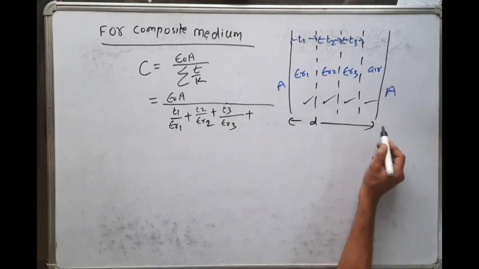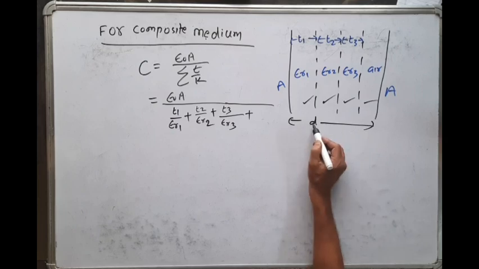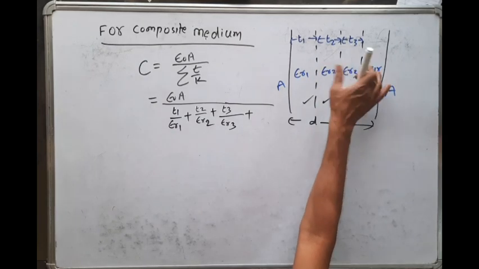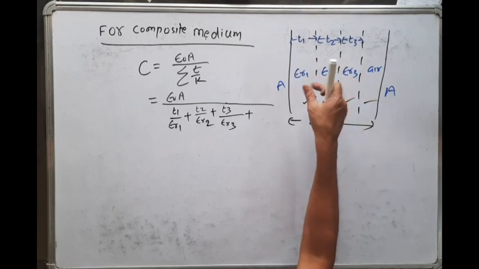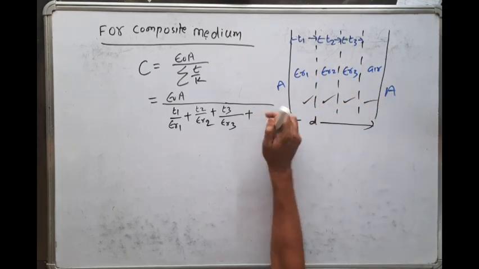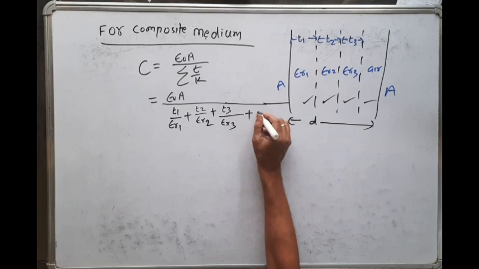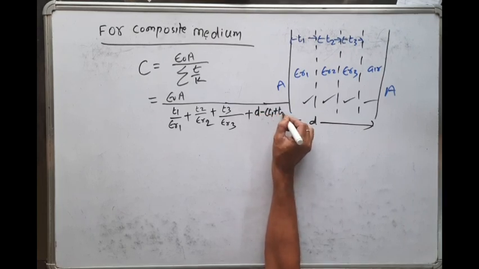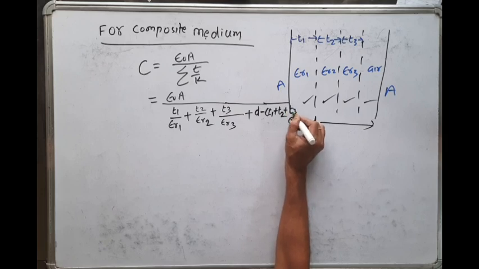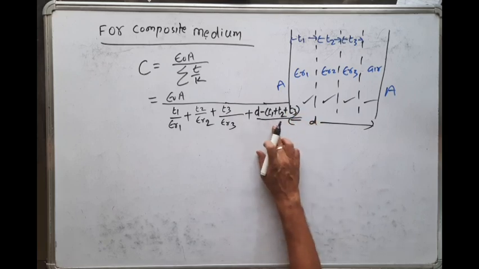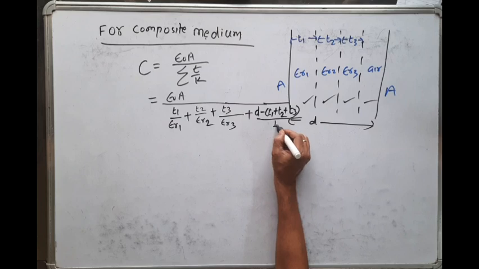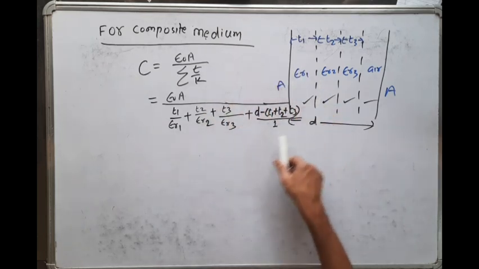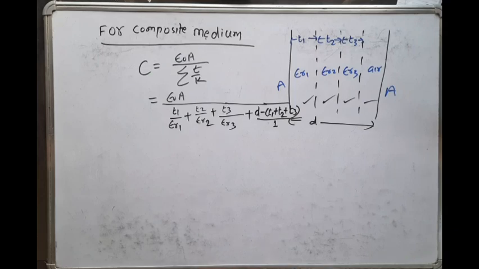So what is the total distance between the two plates? D. So from D, T1 plus T2 plus T3 are filled by some other medium. Then the air thickness is equal to what? Total is D minus (T1 plus T2 plus T3), whole divided by its dielectric constant. What is the dielectric constant of air? It is 1. So in this way, you can find the capacitance of a composite medium.